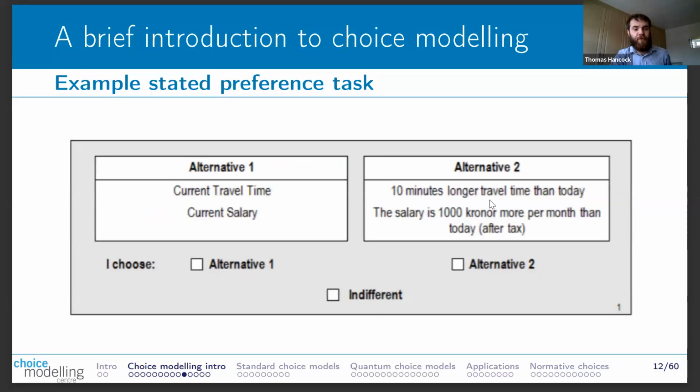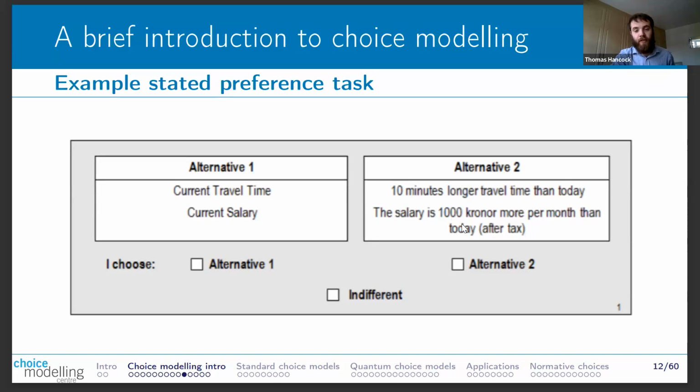So what do these stated preference choice tasks actually look like? Typically, in a choice modeling survey, we're going to ask people a number of stated preference tasks, and they will make some number of choices, and then we will infer preferences based on those choices. Here, for example, is a study some colleagues of mine did in Sweden, where people were asked, do you prefer your current travel time and your current salary, or to travel 10 minutes further for an extra increase in income? And they were asked a number of different questions of this variety where these numbers were varied.